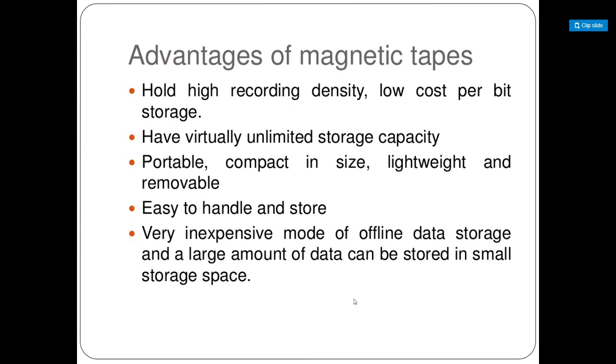So if we are speaking so much about magnetic tapes, then there has to be an advantage, right? There are many advantages of using magnetic tapes. That is, they have a high recording density, that is, low cost per bit. To store one bit is very easy. And the tapes can store a large amount of data, virtually unlimited storage capacity. That is, you can have so many cassettes or tapes. There is no constraint that after 20 cassettes it will not support, or after one or two cassettes it will not support.